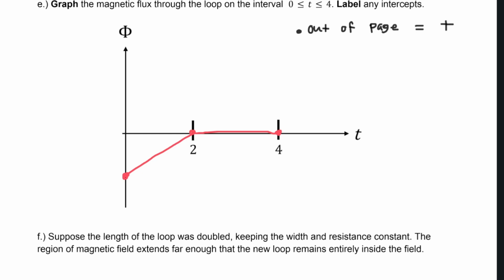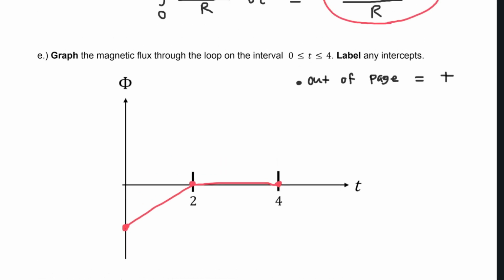And we have to find what the intercept is. So evaluating the flux at 0 would just be plugging in 0 into our magnetic field equation.